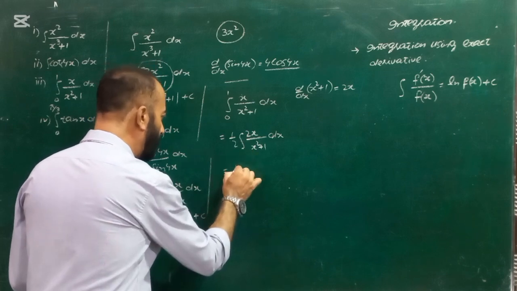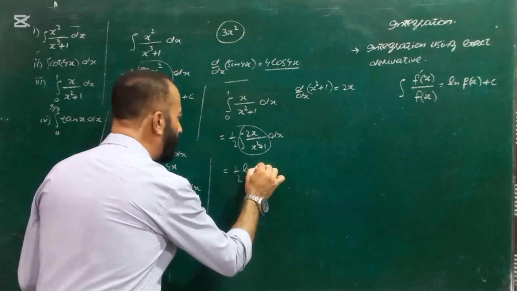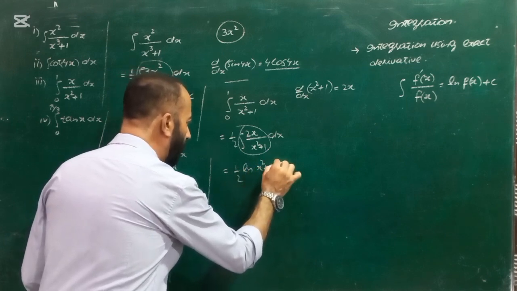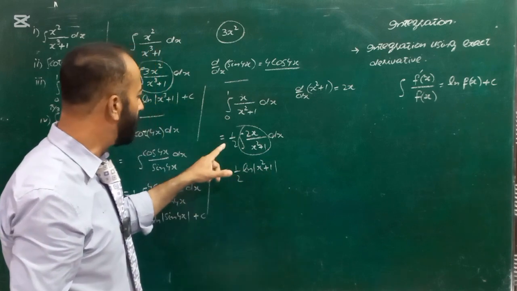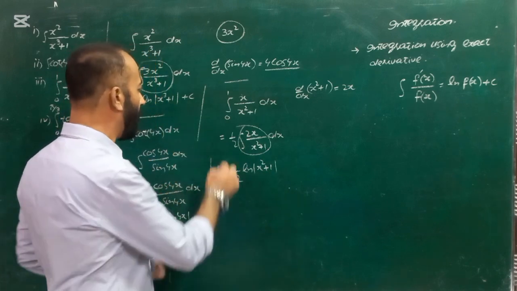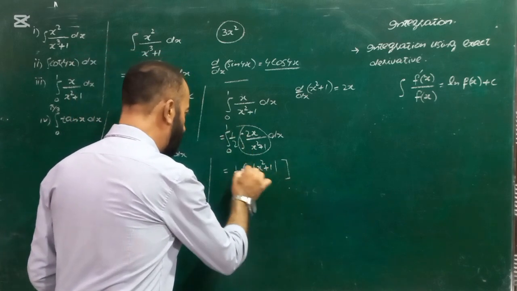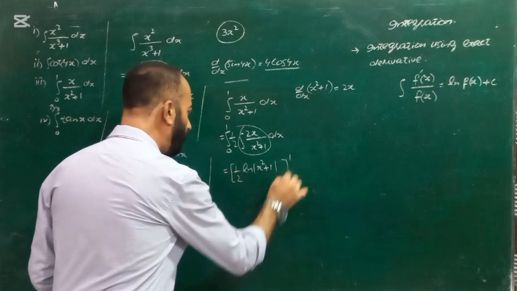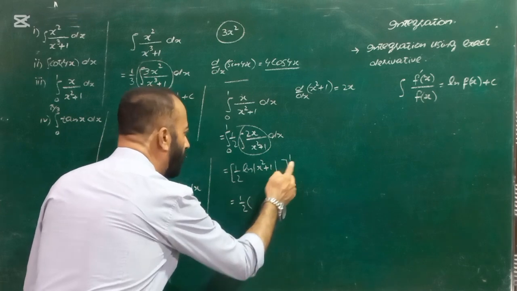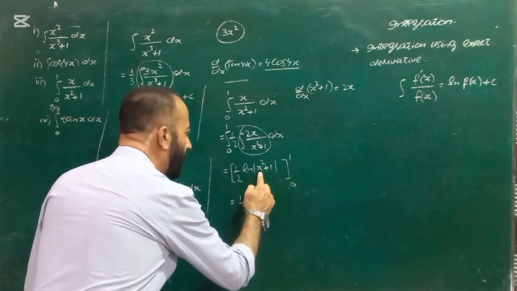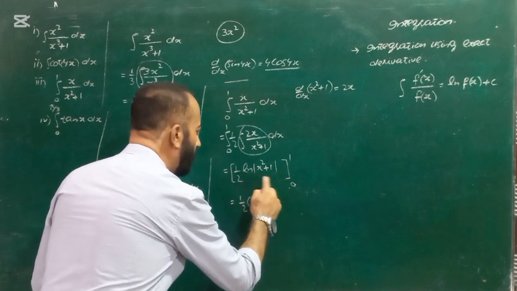So this 1 by 2 will remain as it is, because the answer of this thing will be natural log of x squared plus 1. But remember one thing, now we will not put plus c because definite integral is the requirement, and the limit is from 0 to 1. So now we will put the limit, 1 by 2 as it is. Now upper limit will be applied. So 1 squared is 1, 1 plus 1, 2. So natural log of 2 minus natural log of 1.